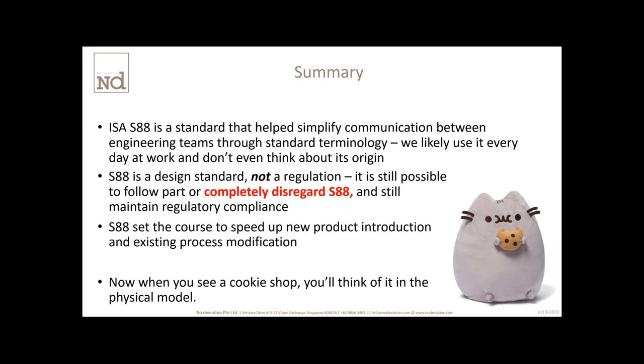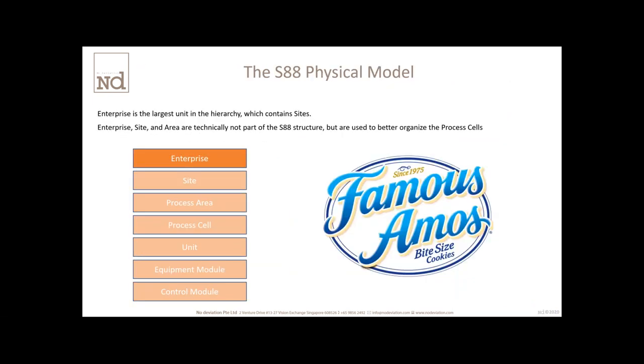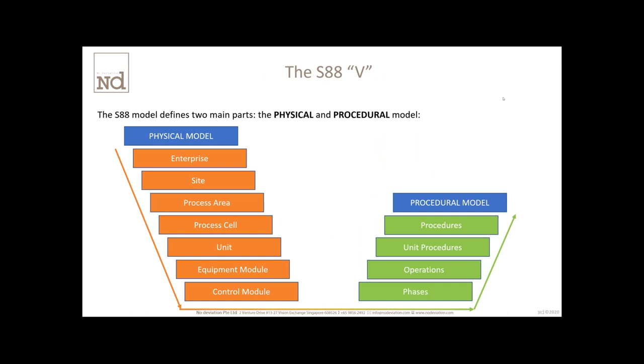So Dave asks, could you please explain again the difference between the physical model and the procedural model? Sure. All right. So the physical model is exactly that. It's physical. It's the things you can touch and see in the facility. So it's the actual equipment itself: valves, actuators, agitators, temperature control, all that kind of stuff. It's the actual eliciting of a response from the equipment itself. That is the physical model.